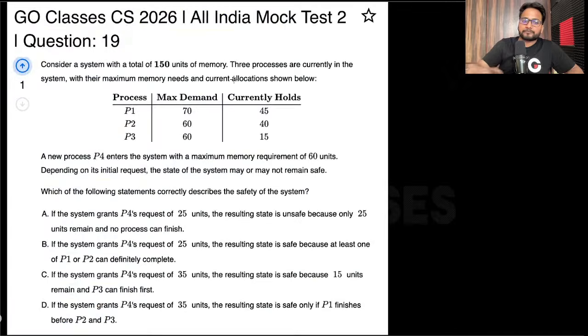Now let's start this question. This question has been asked in AIMT2, and it is related to Banker's algorithm, deadlock, an Operating Systems question. Before I solve this with a detailed analysis, first let me tell you what this Banker's algorithm is, very quickly.